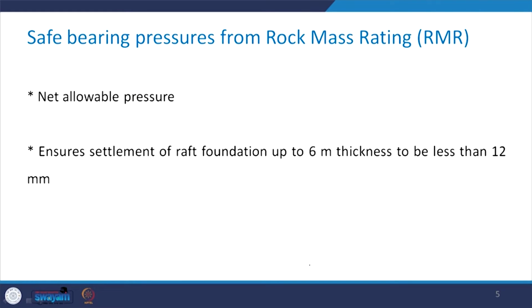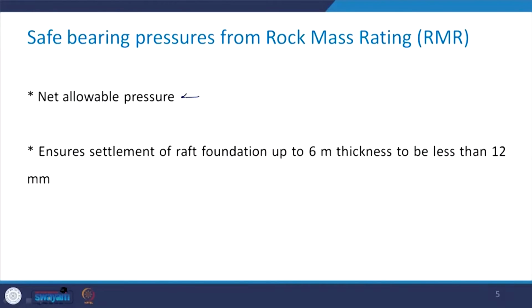Let us take a look at how we can determine the safe bearing pressure from the rock mass rating. The earlier table gave you the overall idea that if you have some typical type of rocks present in the field, then some values can be assigned as the net safe bearing pressure. Now, this is based upon the rock mass rating.